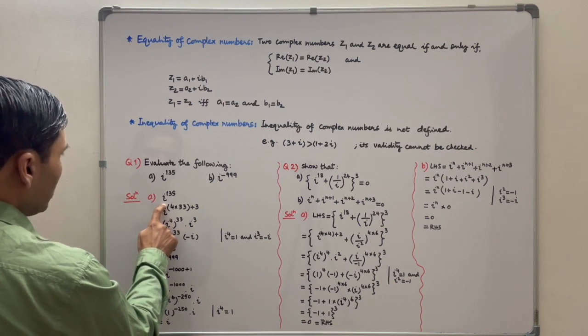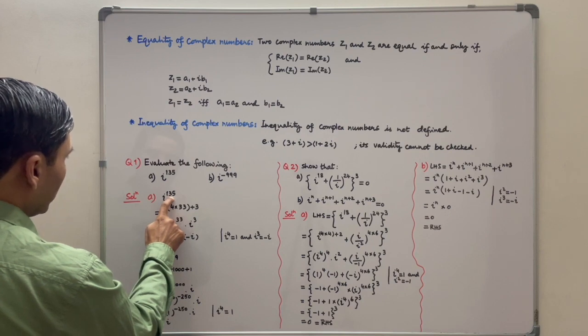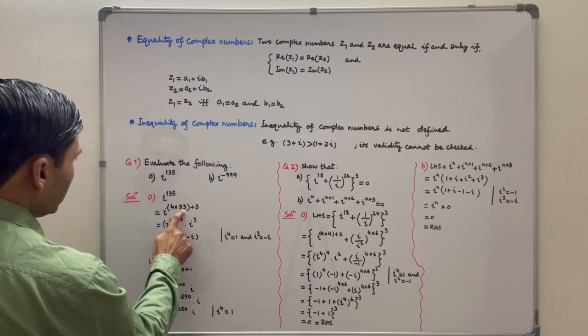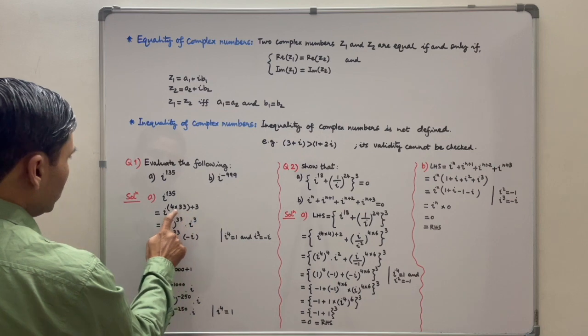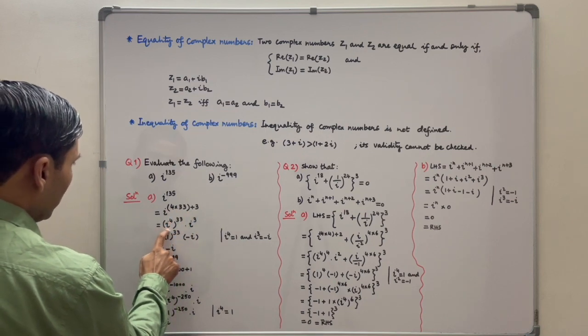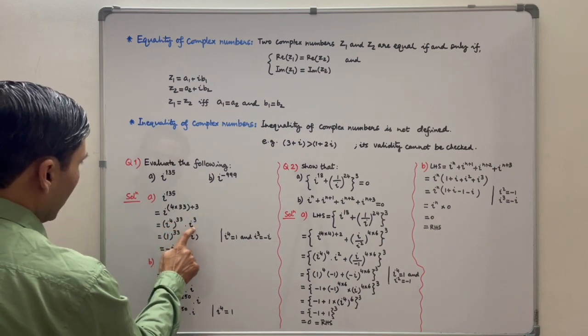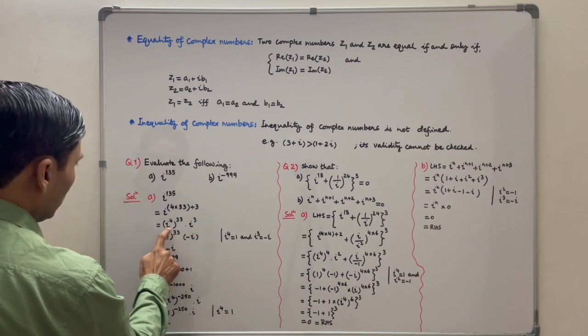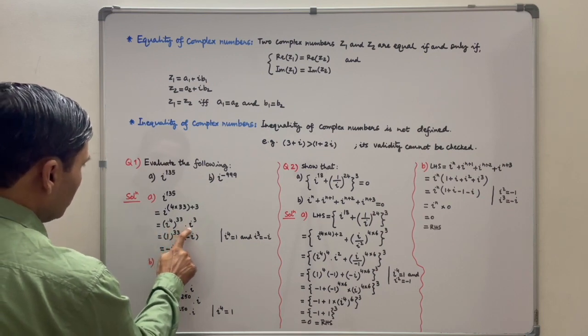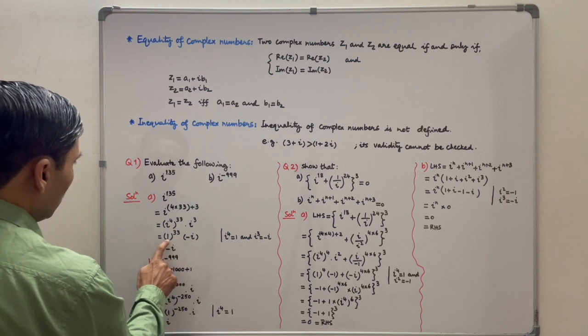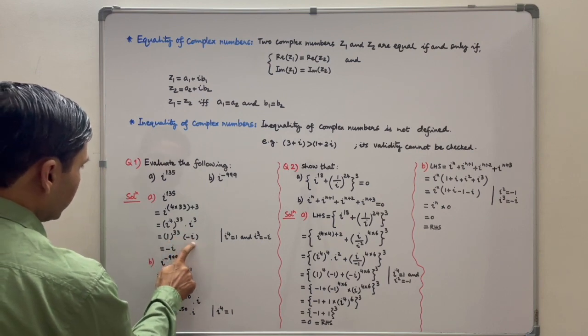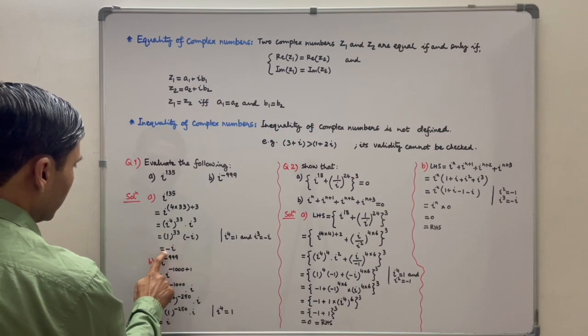We know that i to power 4 is equal to 1. So we will divide the given power by 4. We get 33 as quotient and 3 as remainder. So this can be rewritten as i to power 4, to power 33, into i to power 3. i to power 4 is equal to 1 and i cube is equal to minus i. 1 to power 33 is equal to 1. So it becomes 1 into minus i and that is equal to minus i.